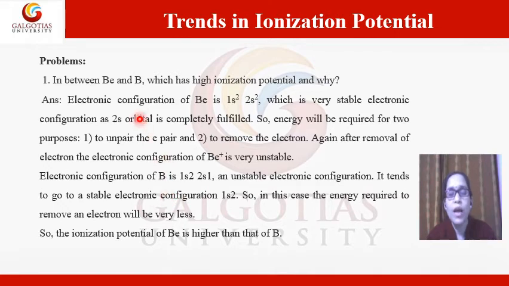But what is the trend in the period? We know that when we go across a period, what happens to this ionization potential? It generally increases, but here this is the deviation.